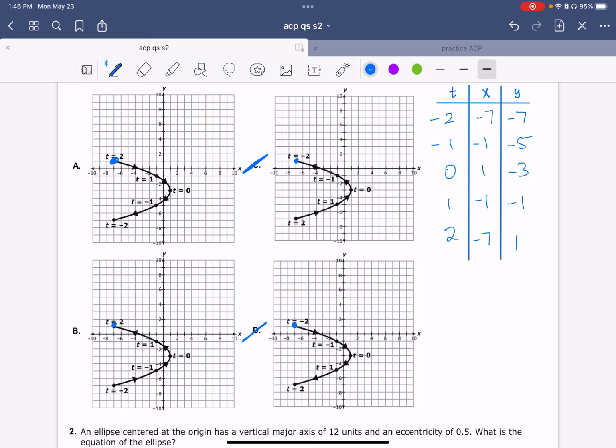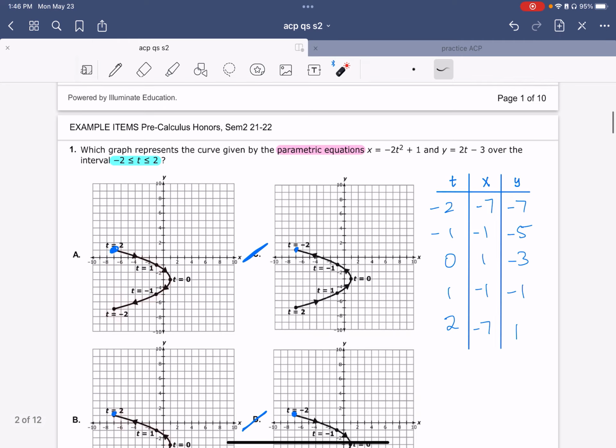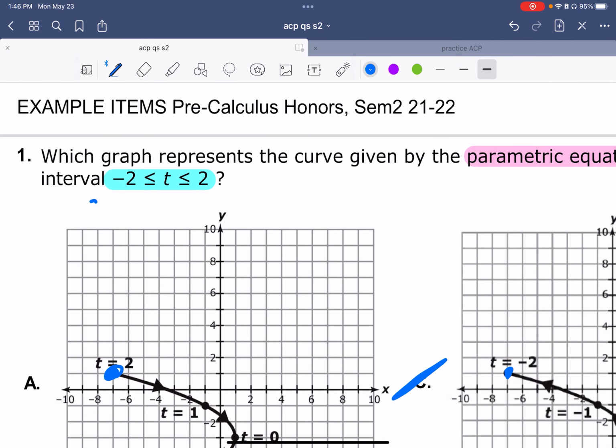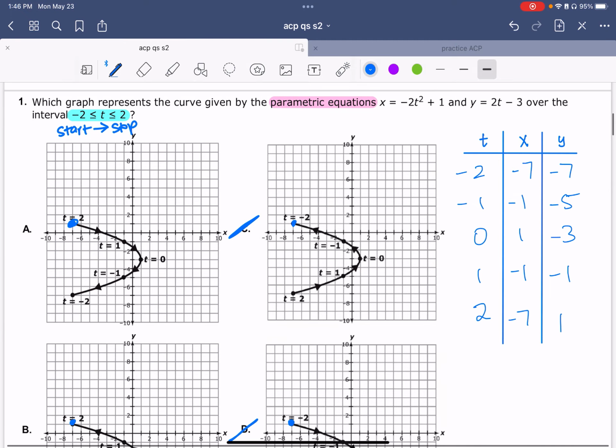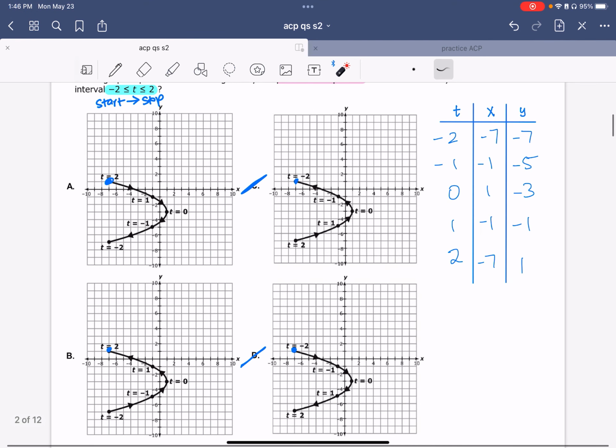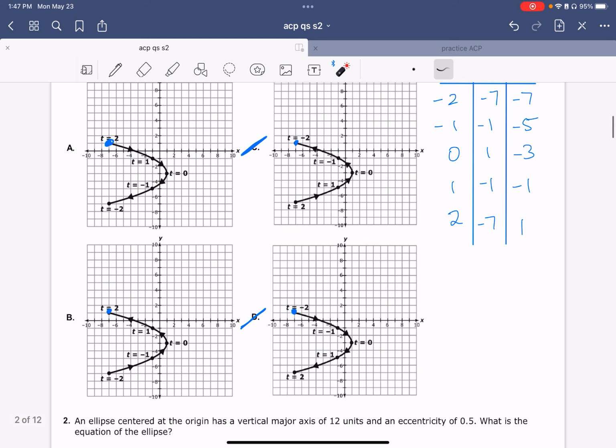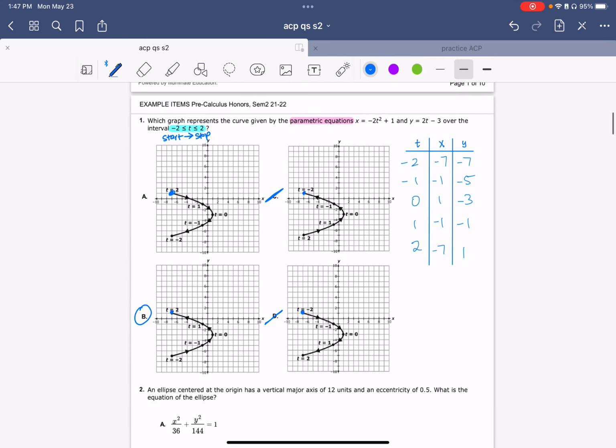So now we got to pick between A and B. The other difference is that these arrows are pointing down while these arrows are pointing up. Now that parameter interval tells you where you're starting and where you're stopping, and the order, the direction. So if you're starting at negative 2, you're going to analyze these two. So these arrows are going down towards negative 2, meaning they stop at negative 2. So that's backwards because you're starting at negative 2. So notice this one starts at negative 2 and is going in the direction of positive 2. So here B would be the correct answer.